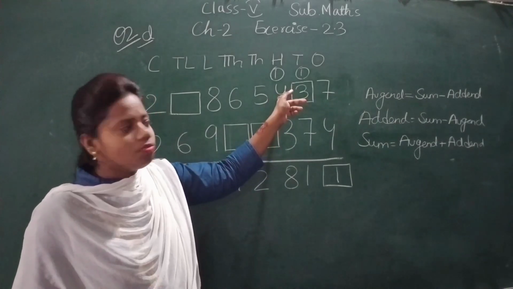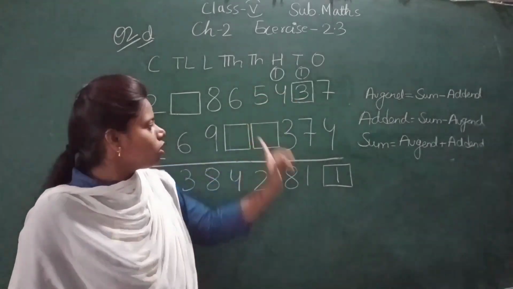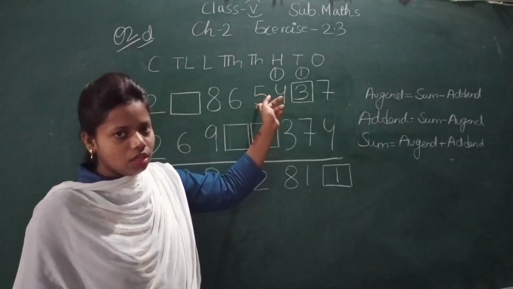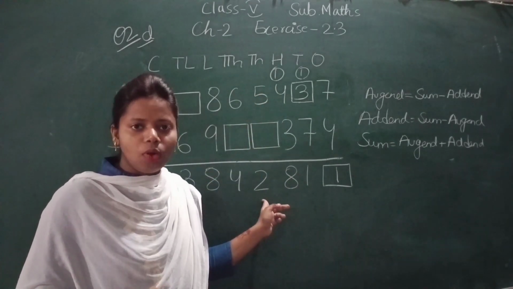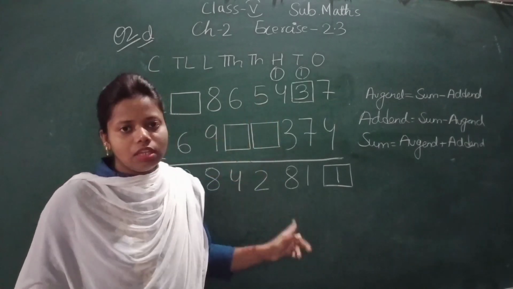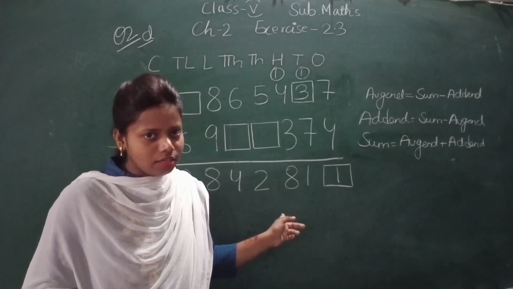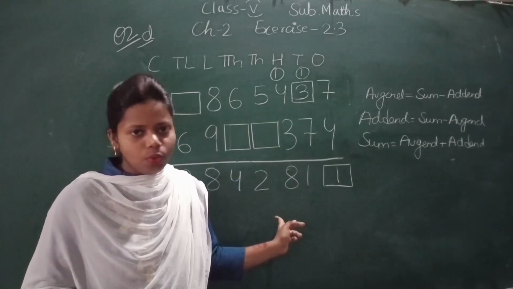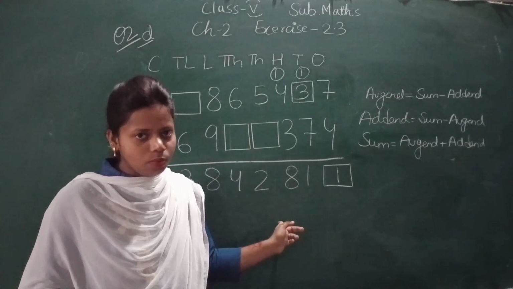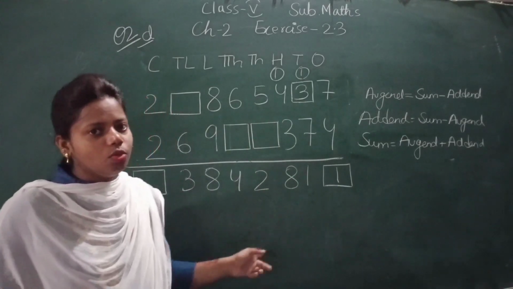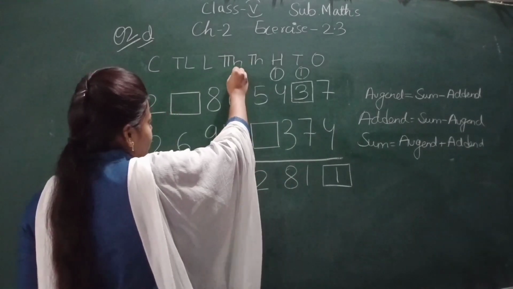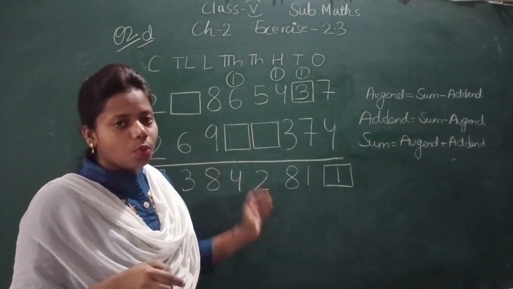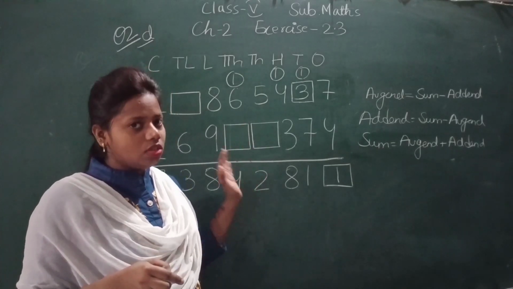Sum minus origin. So to fill this added, what you have to do? Sum minus origin. So again you can see sum is smaller and origin is larger. So we cannot subtract 5 from 2. Okay, so what do you have to do again? We have to give 1 carry over, carried over to the 10,000 column. So 1 is carried over to the 10,000 column.